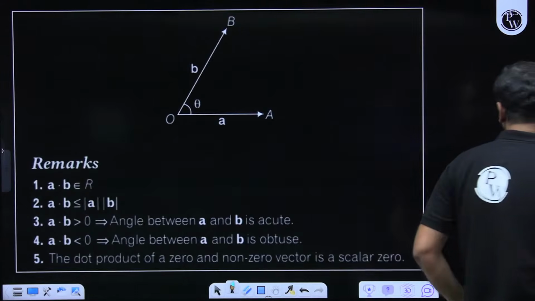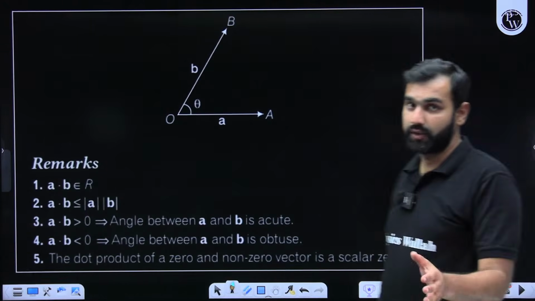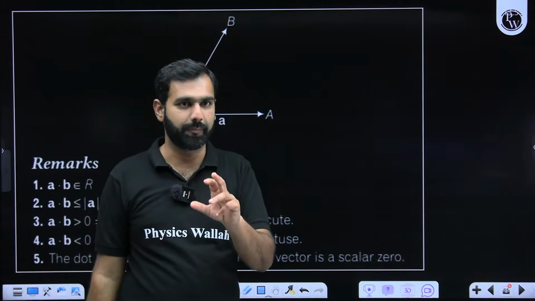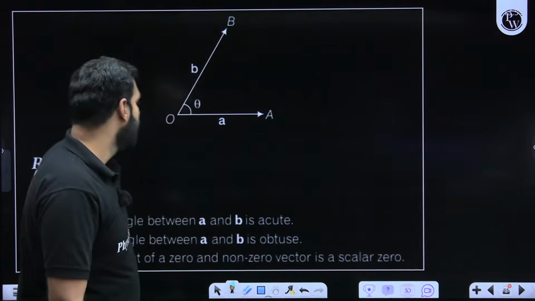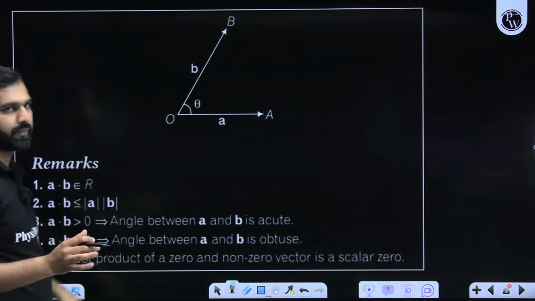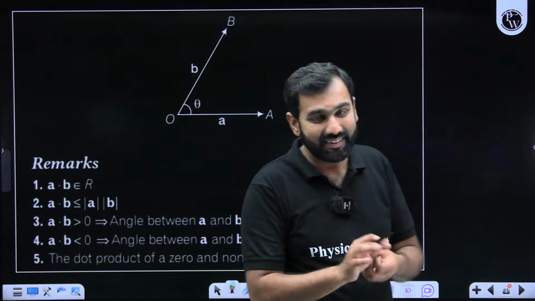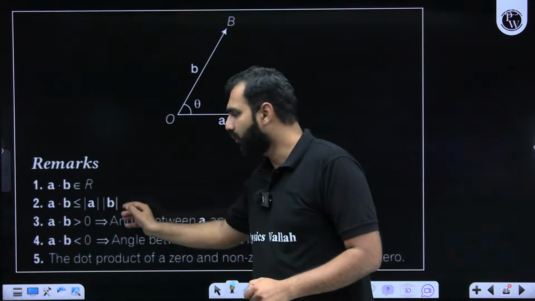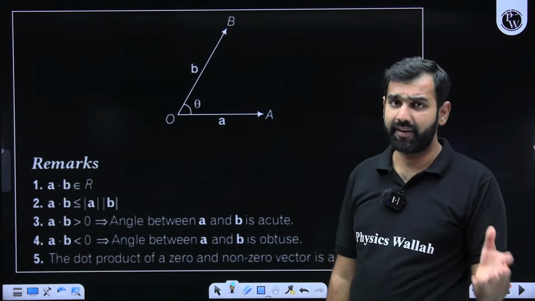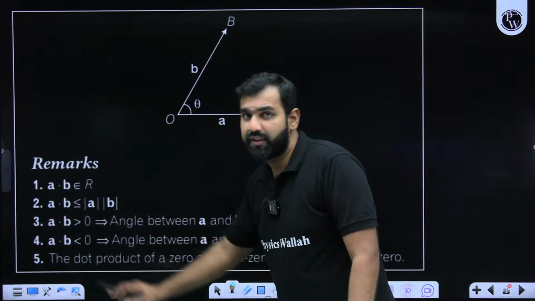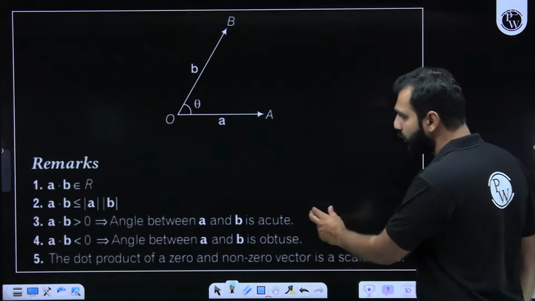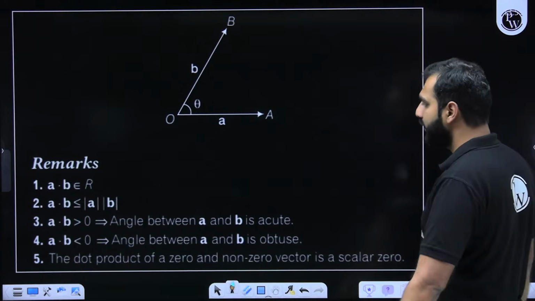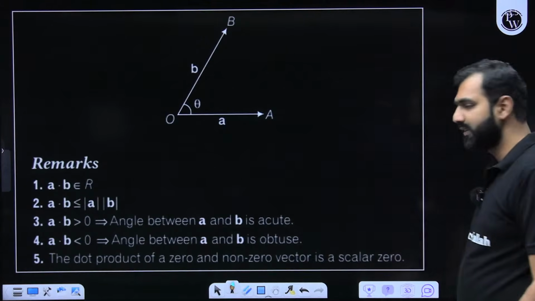With that, when I move ahead towards the next portion, what we see is the dot product. So this is the vector A, this is the vector B, and the angle between vectors A and B is theta. That is always between 0 to pi, remember that. So yes, we know A dot B is a real number, a scalar quantity. A dot B can be less than mod A mod B, because it could be negative as well. If A dot B is positive, we say that the angle between them is acute. If A dot B is negative, the angle between A and B is obtuse. And the dot product of a 0 vector and a non-zero vector is a scalar 0.